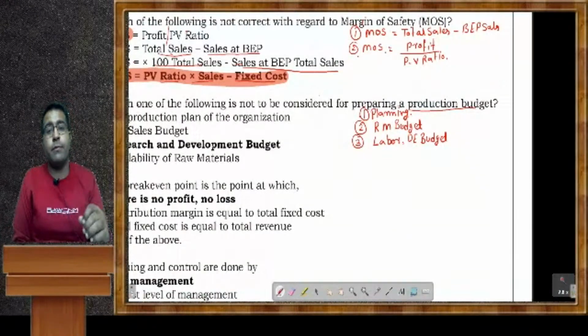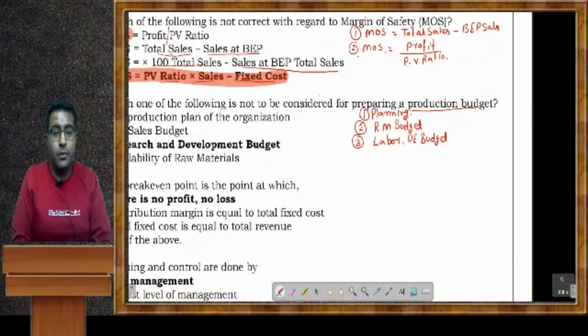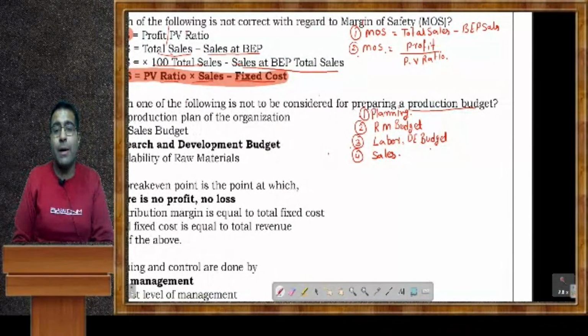How many goods we are going to produce depends upon the demand in the market. It totally depends upon how much demand there is in the market. So we also have to think about sales. These are the basic points for preparing any type of production budget. We also think about purchase of material.